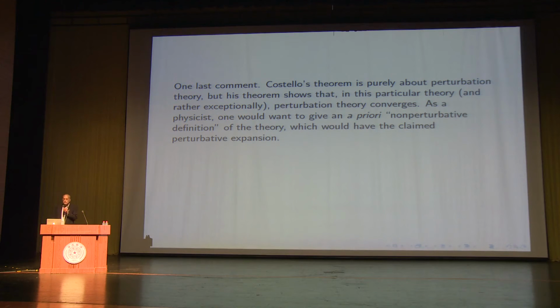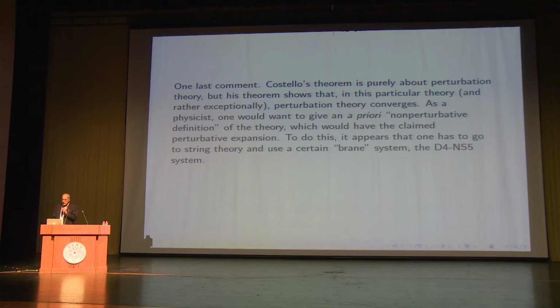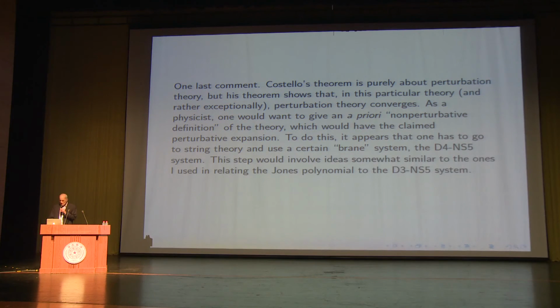As a physicist, one would like to give an a priori non-perturbative definition of the theory, which would have the claimed perturbative expansion. To do this, it appears one has to go to string theory and use a certain brane system, the D4-NS5 system. That step would involve ideas somewhat similar to the ones that I used in relating the Jones polynomial to the D3-NS5 system. Thank you.